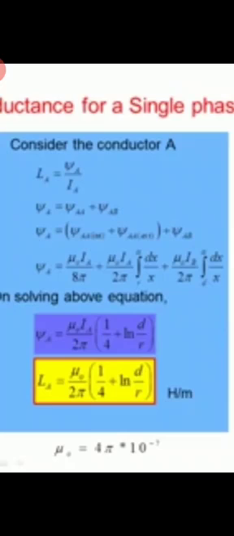What do you mean by psi AB? As I told, IB will also be flowing through conductor B, and that external flux will be linking with your conductor A because of the current flow in conductor B, that is IB. So that is why we have the flux linkage psi AB. Psi AB is the flux linkage in conductor A due to the current IB. Got it?